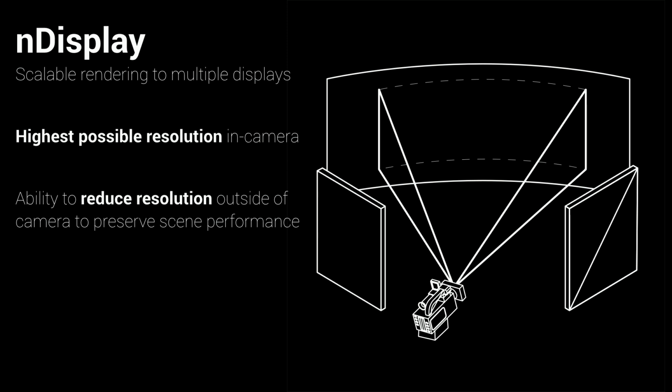You also have the ability to reduce the resolution outside of the camera to preserve scene performance. Again, you're never seeing what's not in the camera. It's just there for lighting and reflections. So oftentimes you'll run that at half res or lower res just to save performance and really make sure that the in-frustum is the highest possible resolution you can get. And then we've also got support for curved LED walls. We're going to get into a little bit more of the details on that, but that was another feature add that came with this round.